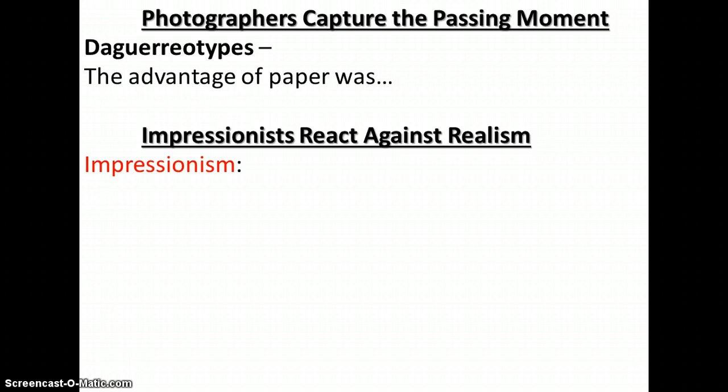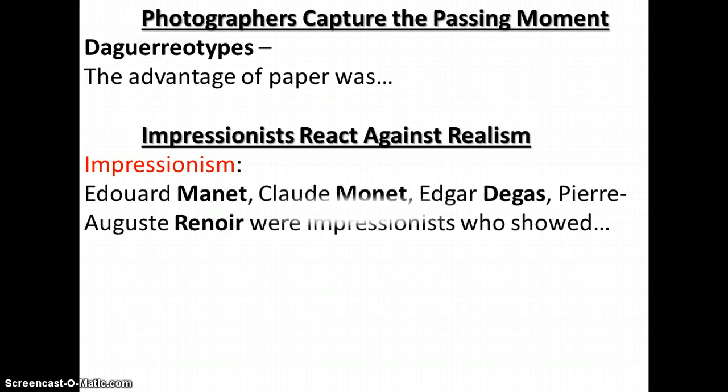I'm going to show you some Impressionist painters. Edouard Manet, Claude Monet, Edgar Degas, Pierre-Auguste Renoir. These were all Impressionists. And they showed a more positive view of urban society. It was their impression of a moment in time.